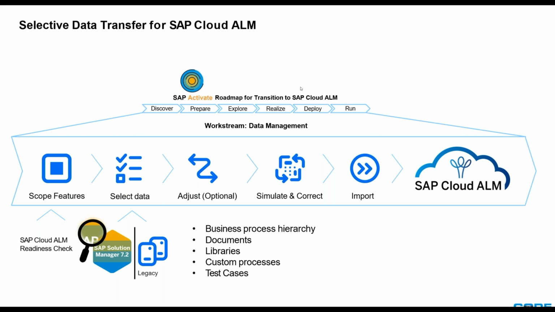It's very similar to if you migrated from 7.1 to 7.2, for example. If there are capabilities in Solution Manager that you haven't used for years, there's no need for you to migrate that information. For example, let's say you have outdated business process hierarchies or custom processes, etc. Those are some of the items that you can decide to adjust or, for example, remove before you decide to import. Also, you can simulate and correct. So at any given time, you can, for example, run a simulation. If something doesn't appear correct, you can always correct the information before you do the import within Cloud ALM.